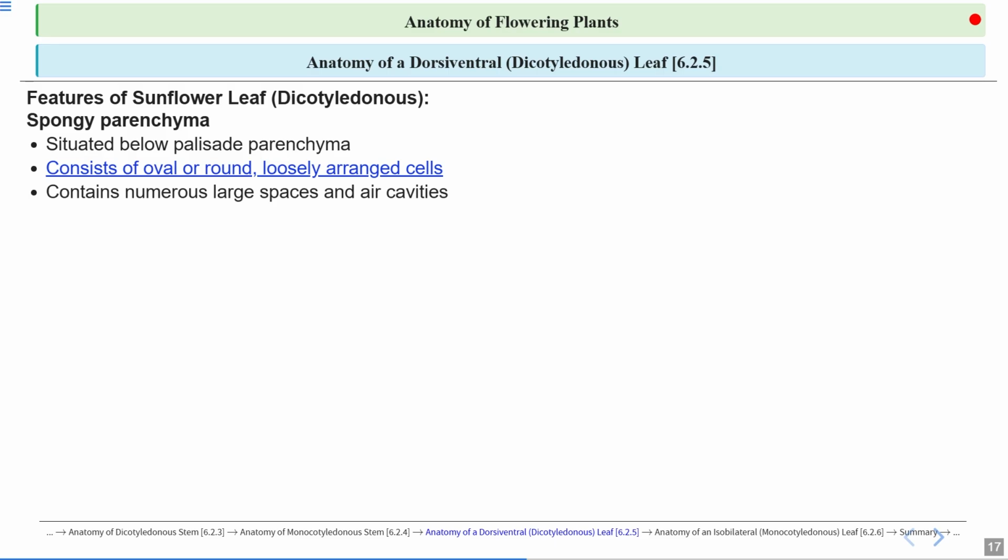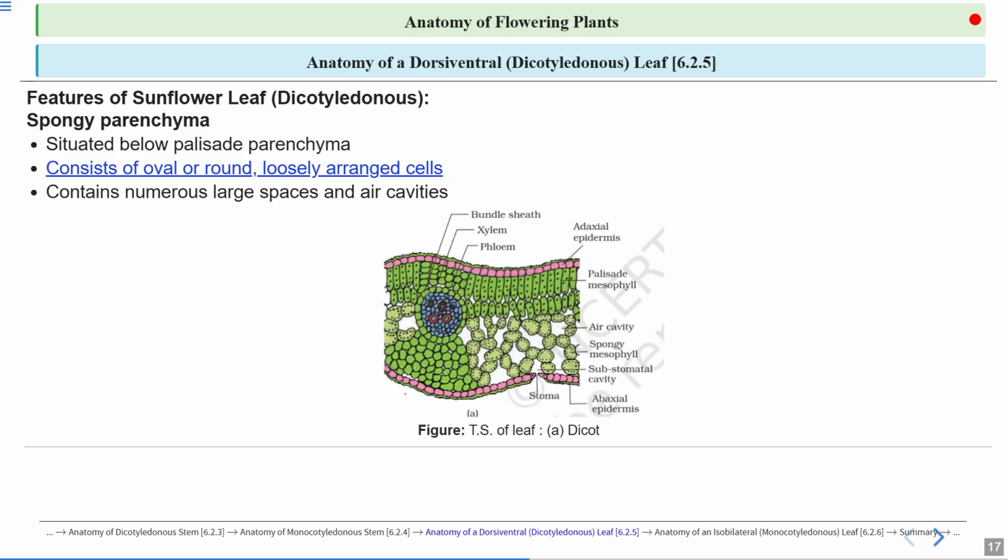And these air cavities are very important because they are there for the exchange of gases during the photosynthesis and respiration process. Right? So here you can see the air cavities. These air cavities are connected with the stomata. The air can come and reach this region, and this region.